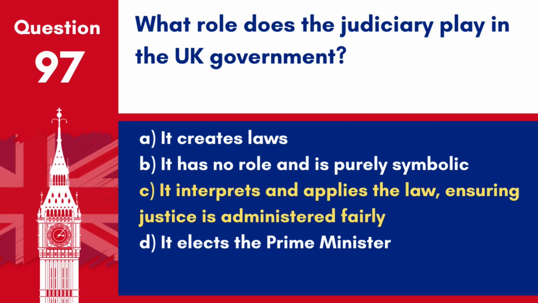Answer: C. It interprets and applies the law, ensuring justice is administered fairly. The judiciary in the UK plays a crucial role in the government by interpreting the law and ensuring that justice is administered impartially, separate from the legislative and executive branches.